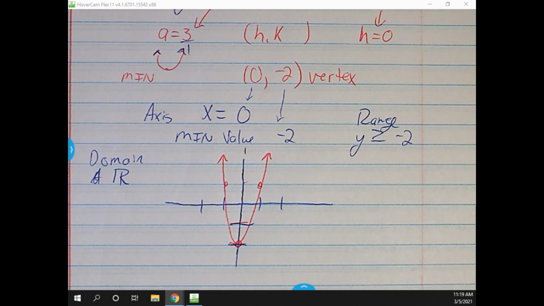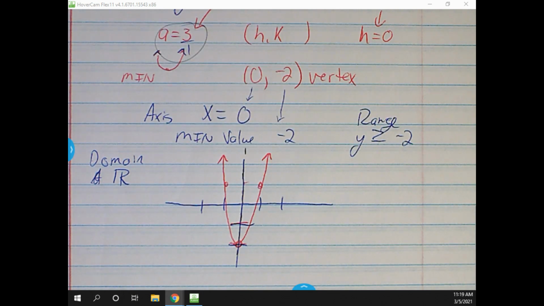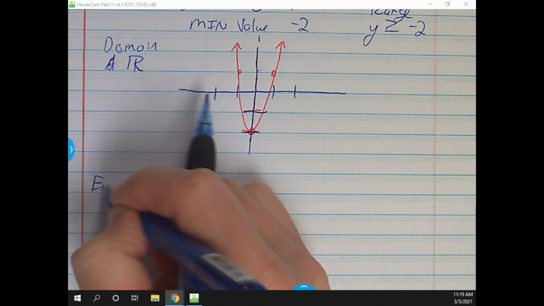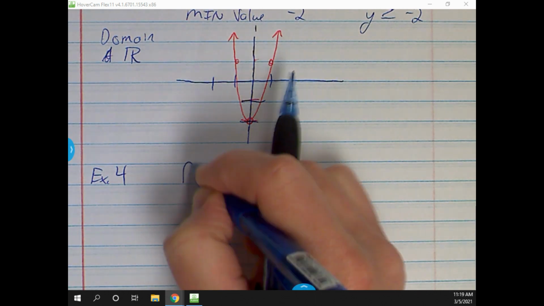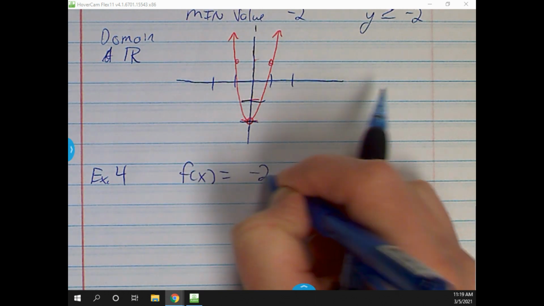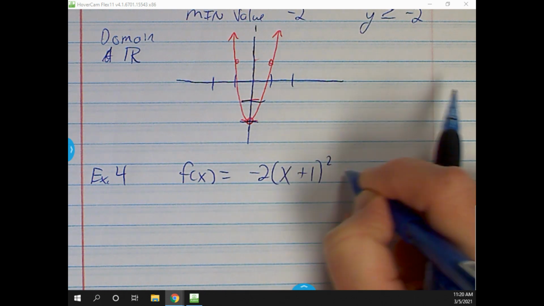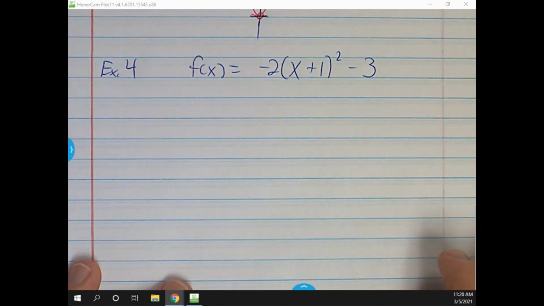All right, we do need a negative because we haven't done a negative yet. So let's get you a negative, and then I'll show you the one problem where we don't get to use the shortcut of doing this to kind of get our graph drawn. We'll have to do something else. All right, so we've got -2 times (x plus 1) squared minus 3.